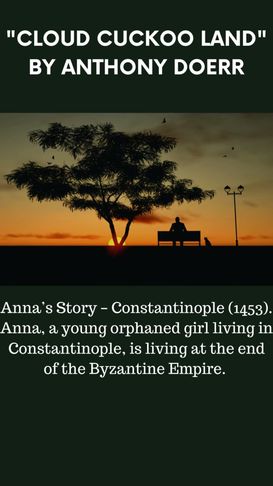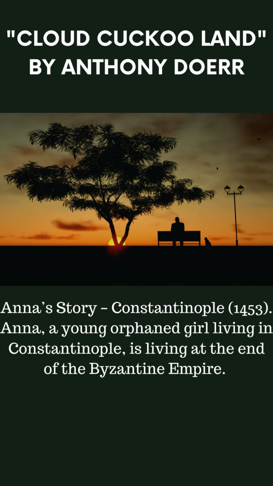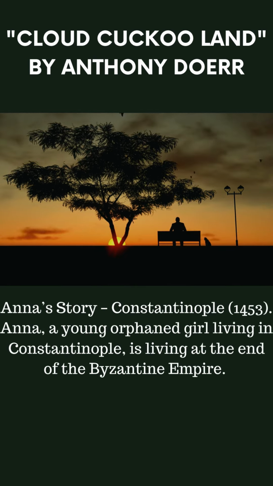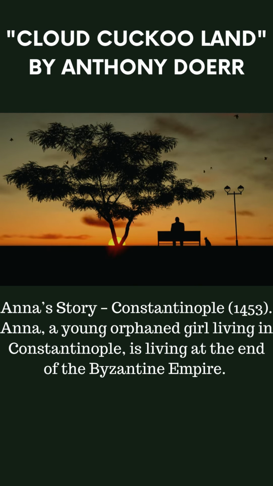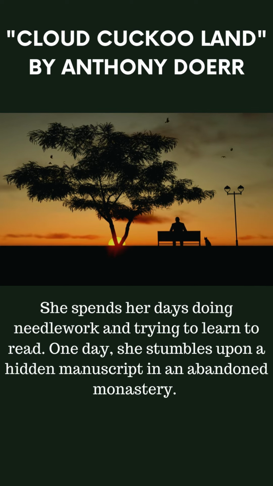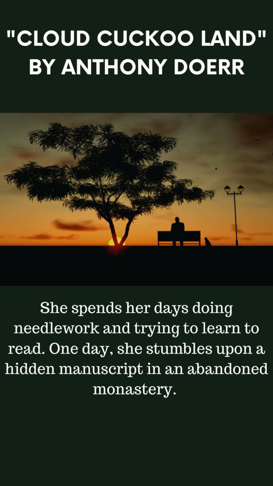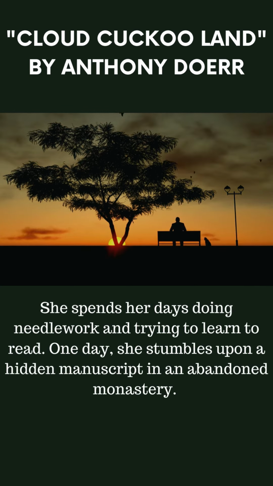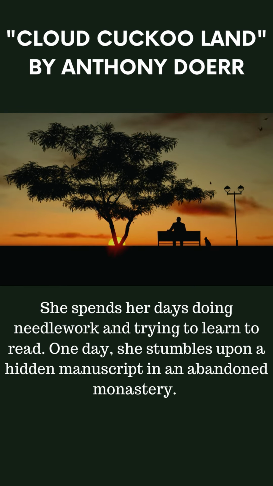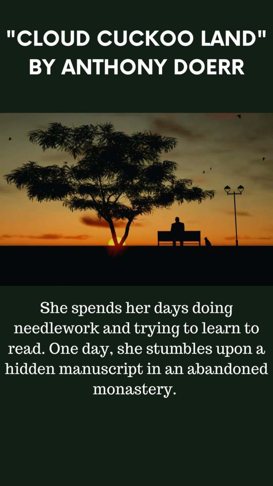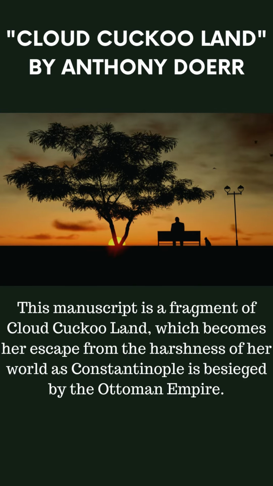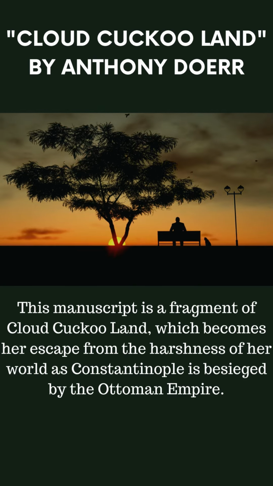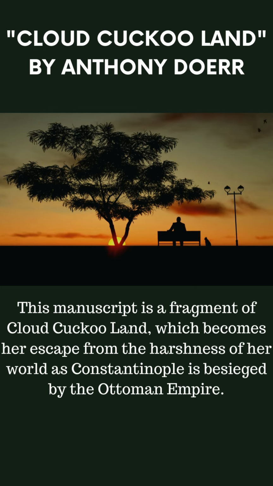Anna's story, Constantinople, 1453. Anna, a young orphaned girl living in Constantinople, is living at the end of the Byzantine Empire. She spends her days doing needlework and trying to learn to read. One day, she stumbles upon a hidden manuscript in an abandoned monastery. This manuscript is a fragment of Cloud Cuckoo Land, which becomes her escape from the harshness of her world as Constantinople is besieged by the Ottoman Empire.